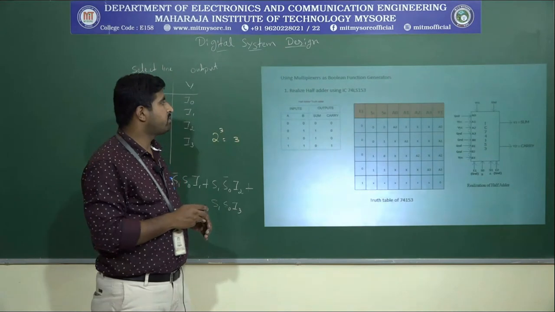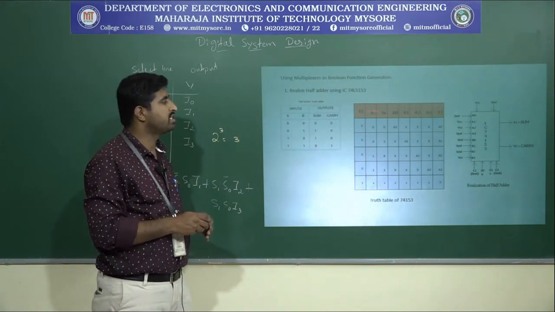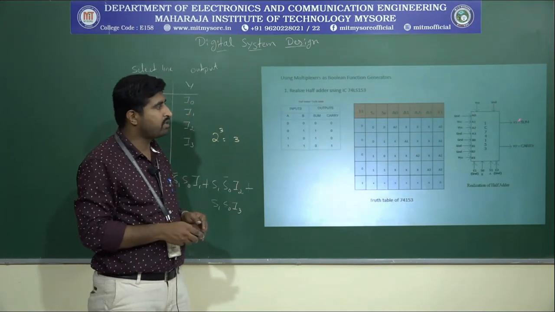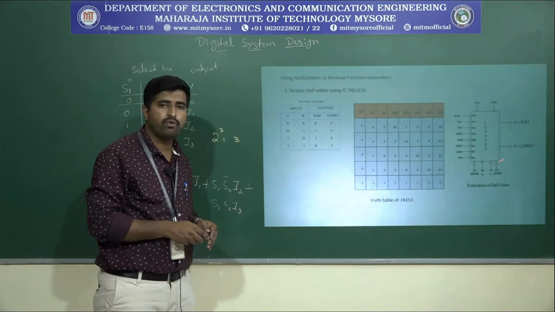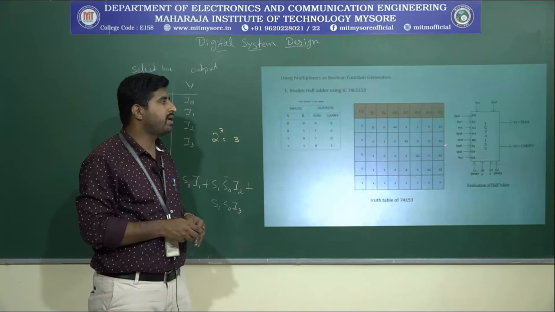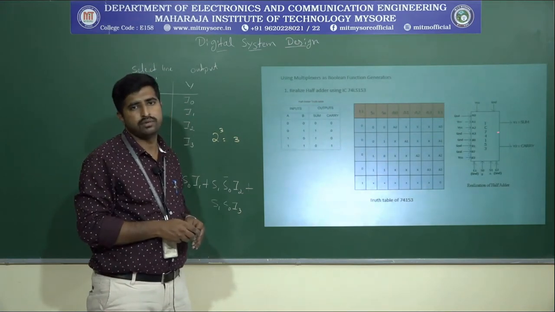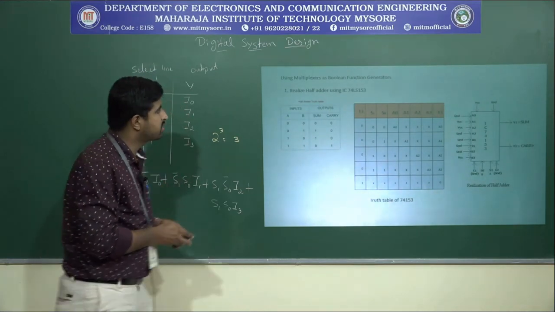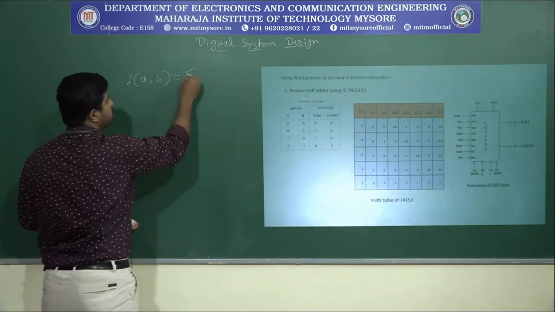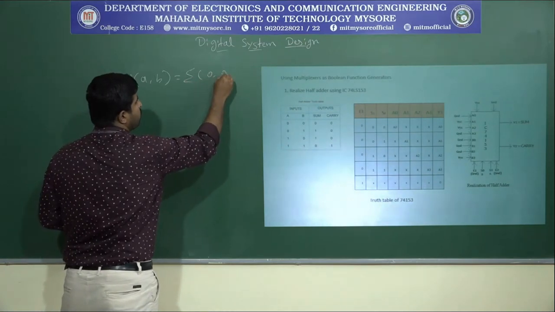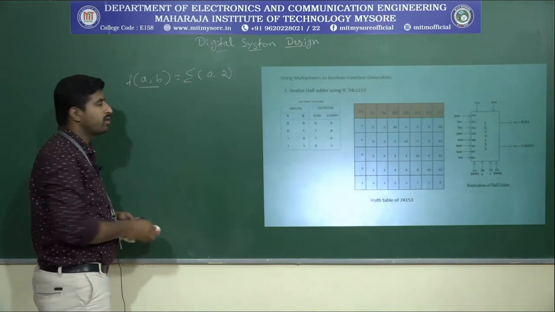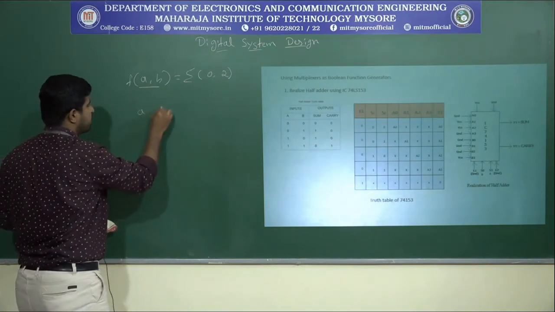This adder is actually a two variable function. So any two variable function can be implemented like this by using the IC 74153. Whatever output is needed, according to that we can connect the inputs. For example, consider an equation f of a, b equals summation of 0, 2. These are the two inputs, so we are going to have four combinations, right?